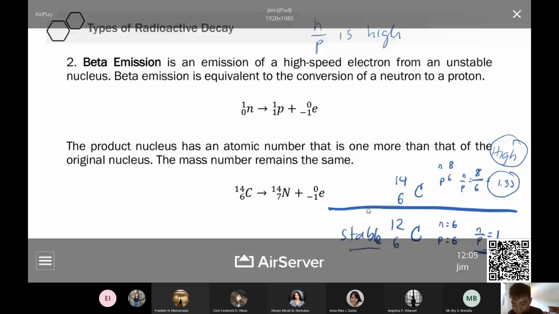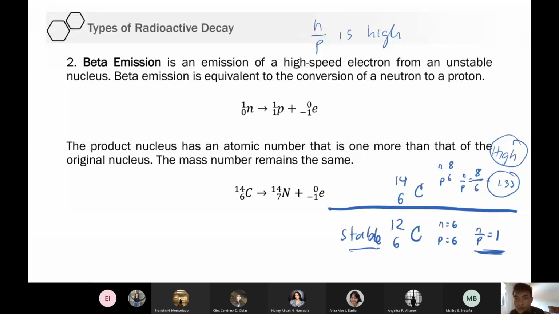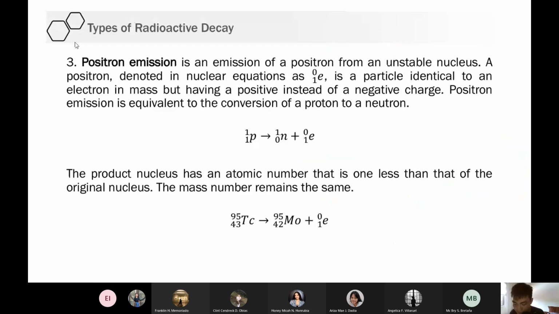So, ayan. So, beta emission happens when the neutron to proton ratio is higher than the stable form. Okay? So, maglalabas siya ng beta particle. Positron emission naman is yung kabaliktaran. Okay. So, positron emission happens when your NP ratio is low than stable. Maglalabas ka ng positron kapag ganun. NP ratio is low. Okay?